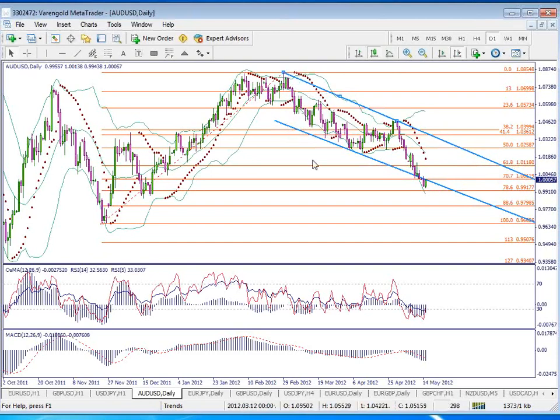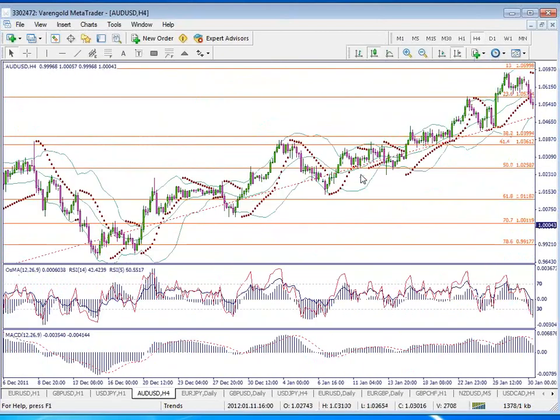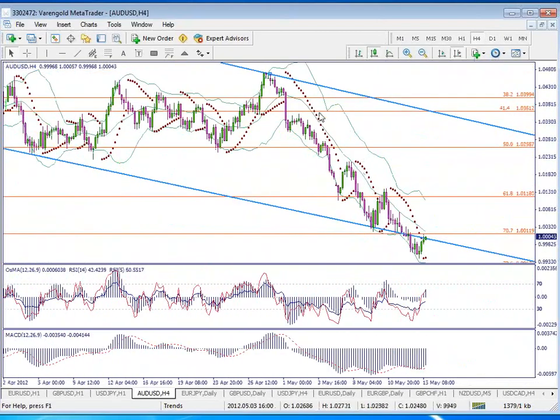I think that maybe the channel was something like this. I didn't put it from the height. So I have one high, the second high, and I have one low here. So I have the channel. This is something like the third wave of the channel. Let's see on smaller time frame on Aussie dollar.